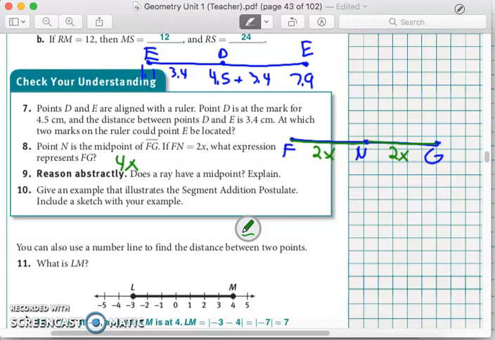All right, does a ray have a midpoint? No, a ray does not have a midpoint because it goes on forever and ever. So there's no way to divide it into two equal parts. There's no point you can pick on it that would cut it into two equal parts.